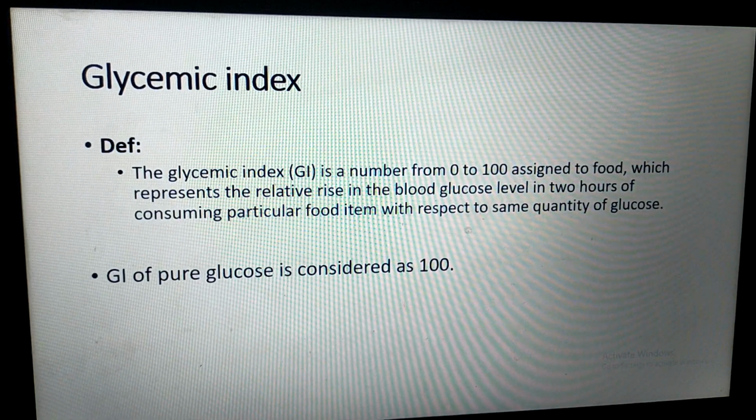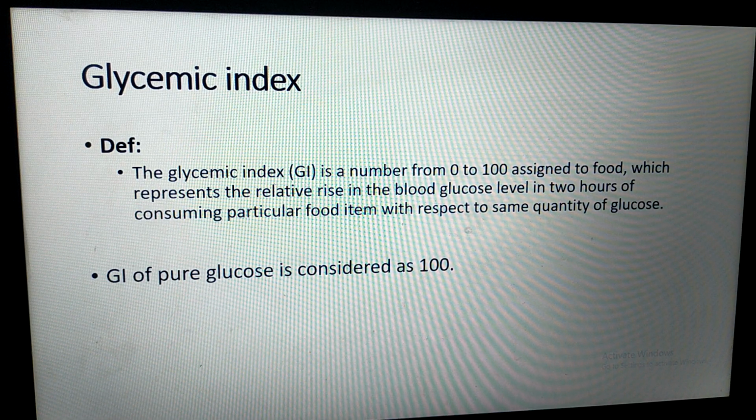Coming to the definition, the glycemic index is a number from 0 to 100 assigned to the food, which represents the relative rise in blood glucose level in 2 hours of consuming a particular food item with respect to the same quantity of glucose. That means we have to give the same quantity of glucose and measure the blood glucose level of a person, and in the next setting we have to give the same amount of food to that person and measure the blood glucose level of that person.